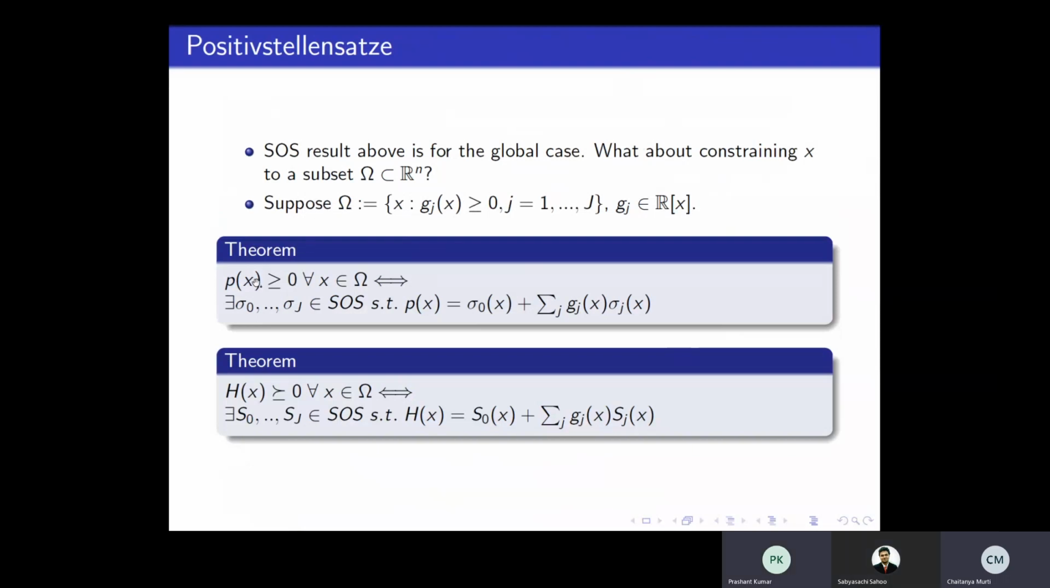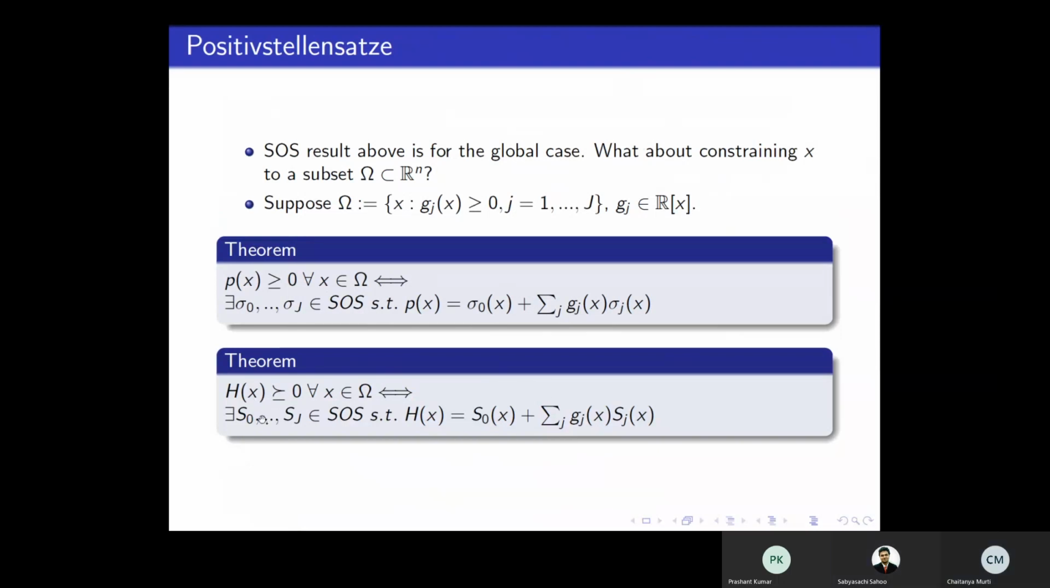So we have these two theorems that we're going to use extensively. A polynomial is non-negative for all x in omega if you can find sum of squares polynomials, so that's like x squared plus y squared, (x plus y) squared, (x squared plus y) squared, that kind of thing, such that p(x) is equal to sigma_0 plus the sum of g_j sigma_j. Okay, so this is a very powerful result. And these two statements are equivalent. And you can extend this to matrix polynomials as well.